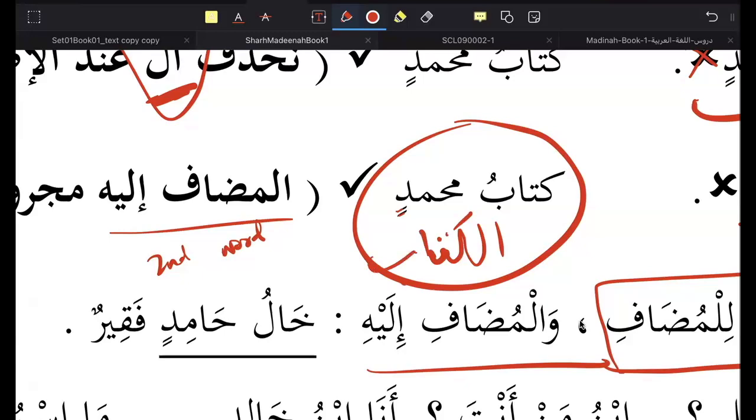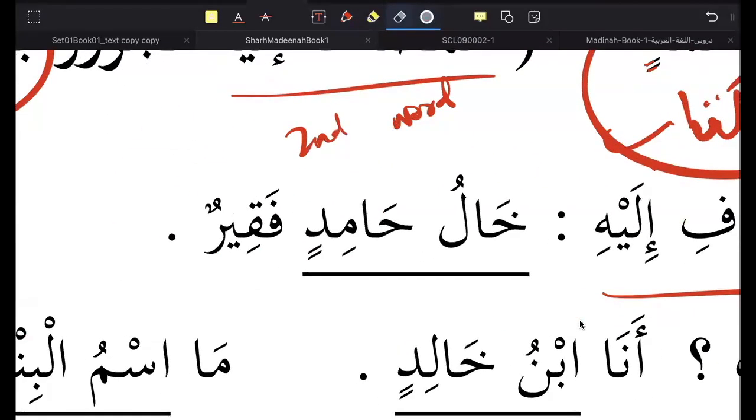Okay, so what about Kitab? You can say Al Kitab Jamil, the book is beautiful, or Mufid, beneficial. So you have to say something. So here we are completing the sentence.